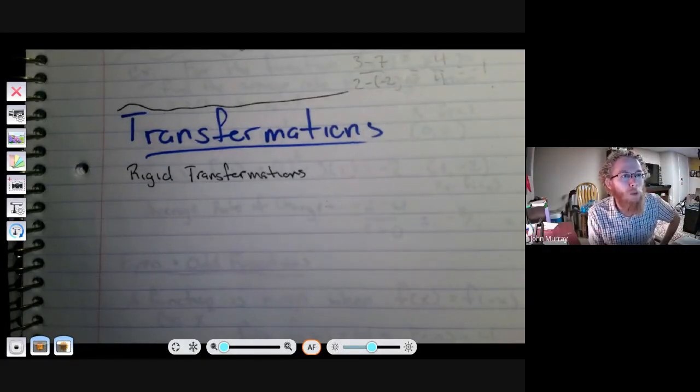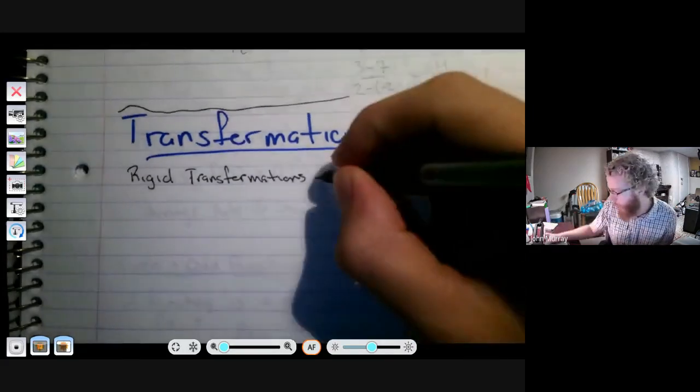Okay. So from geometry, do we remember what a rigid transformation is? No. Okay. Well, thinking of another way I could put it. Trying to think of the word.